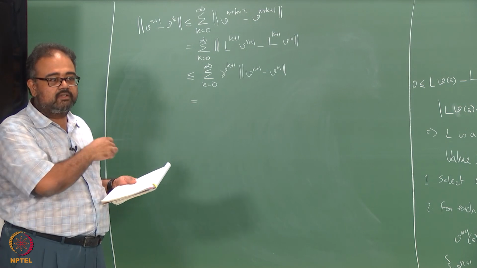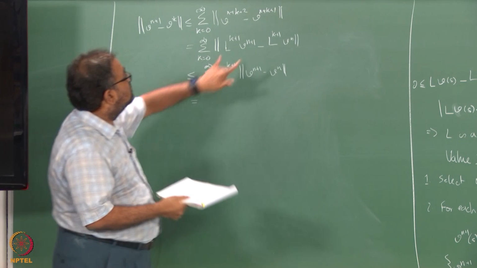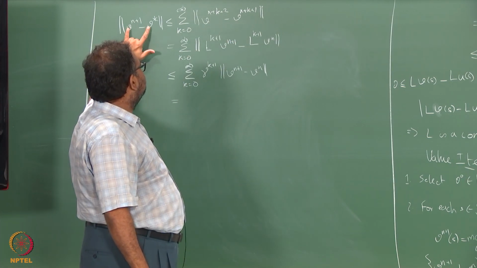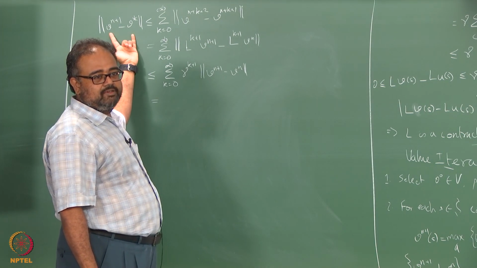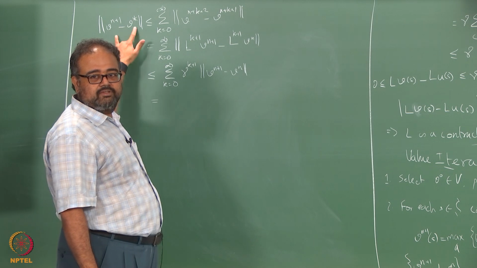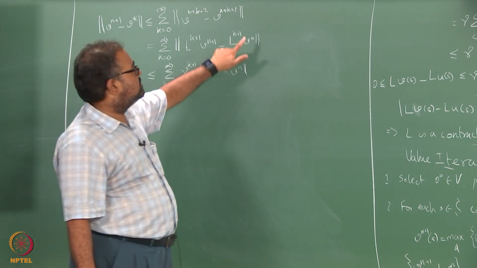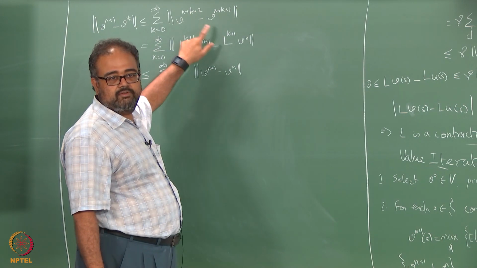Limit of a summation. Well, you can think of this as v star minus vn plus 1, because I am just talking about the norm. So it is v star minus vn plus 1, and then I have written this out. So this is vn plus 1, that is vn plus 2, then vn plus 2, vn plus 3, and so on and so forth.